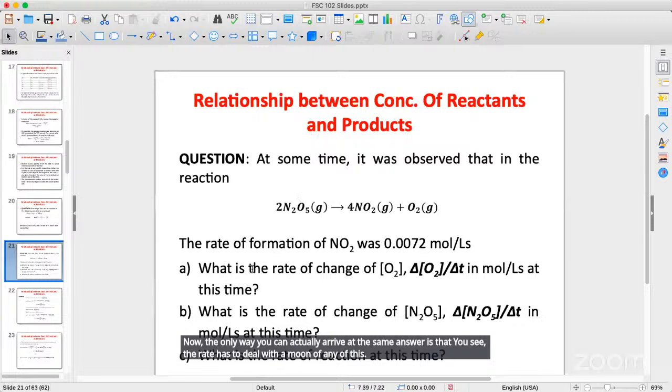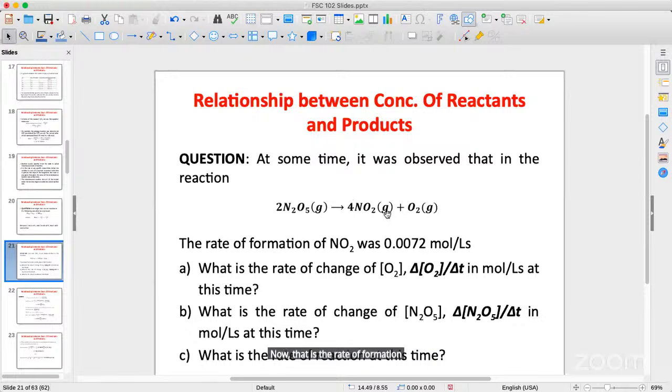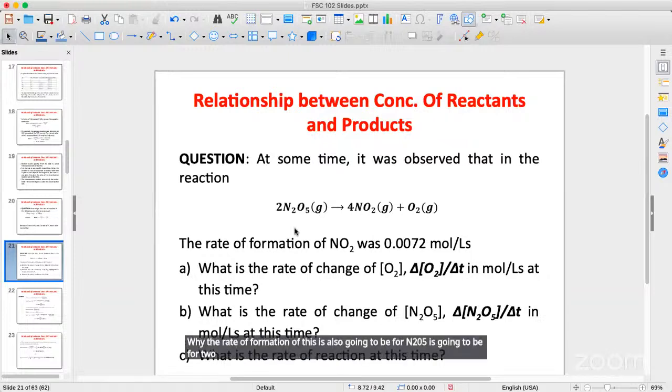Because what you're going to get, if you're calculating for NO2, you'll get a rate, just like we have here. The rate of formation of NO2 was 0.0072. Now, that is the rate of formation of 4 mole of NO2. But what you want is the rate of formation of 1 mole of NO2. The rate of formation of O2 is going to be for 1 mole, while the rate of formation of N2O5 is going to be for 2 mole. But like I said, at the end of the day, they must be equal.